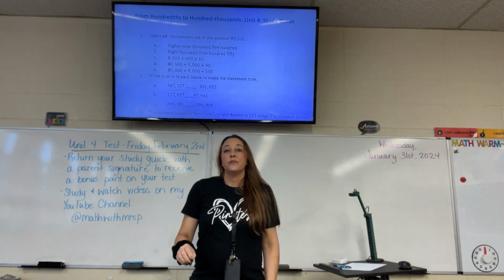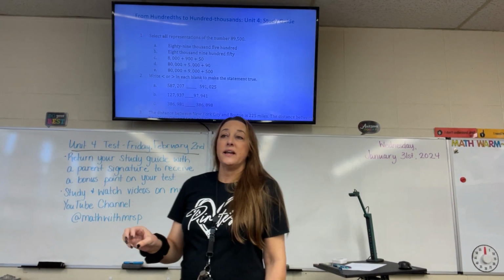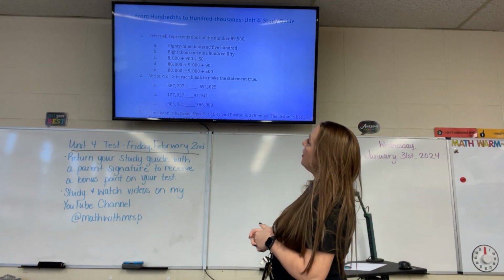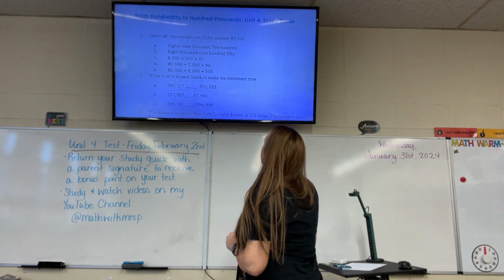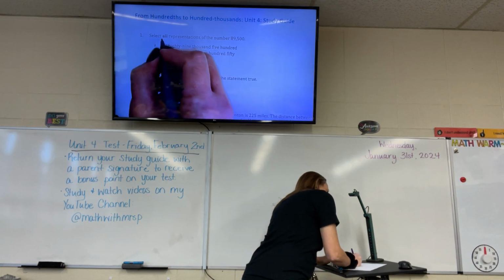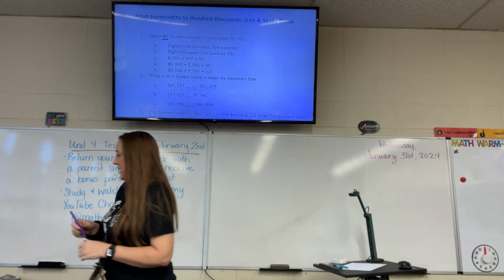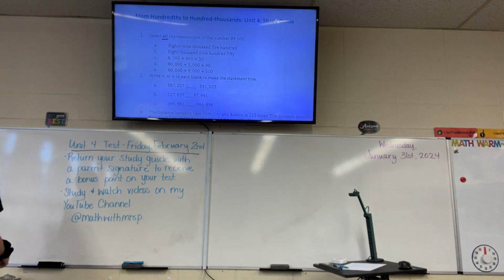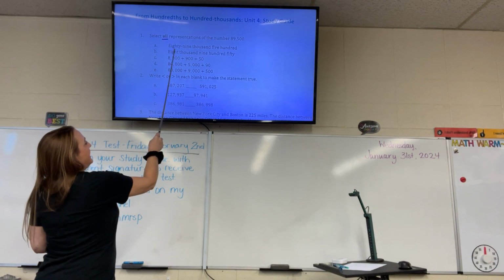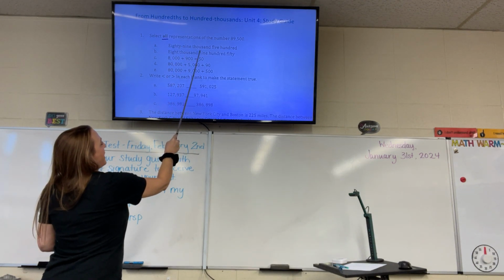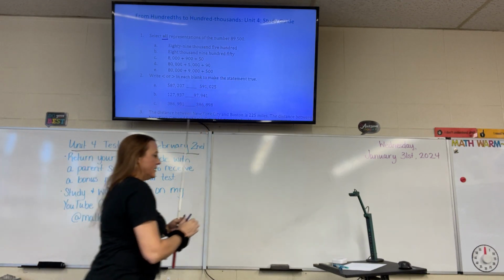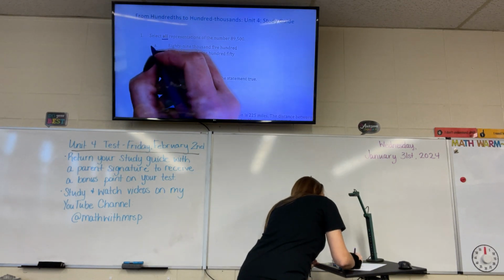Today we're going over the Unit 4 study guide for our test that's on Friday. Number 1 says select all representations of the number 89,500. So if you want to highlight the word all or underline it, you may. So the first one says 89,500. Does that match that? Yes. So we're going to go ahead and circle A.